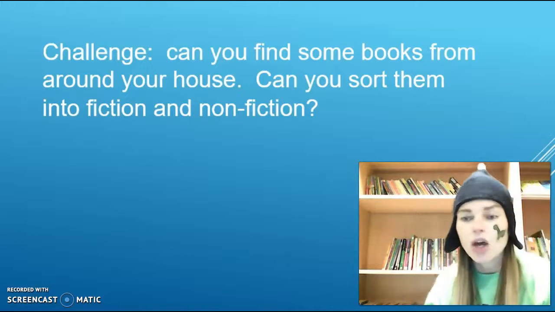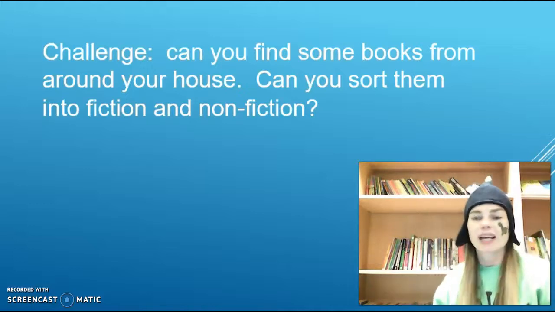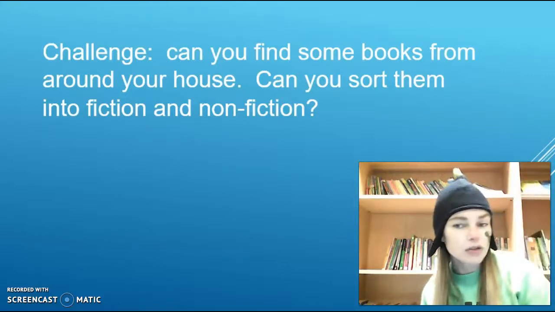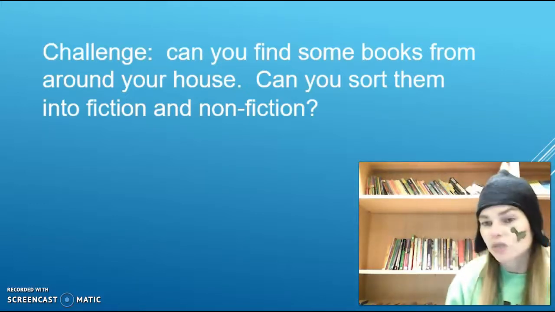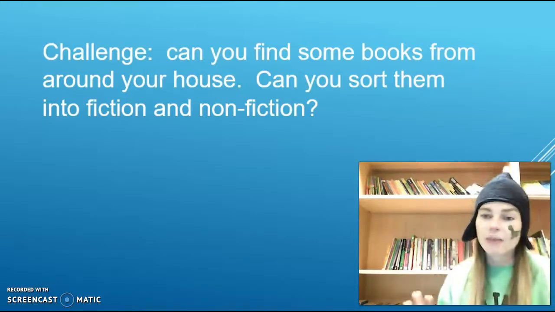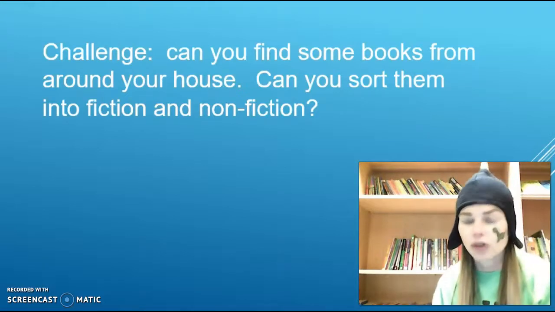So remember, you're looking to see if the book has a contents page, whether it has an index page, whether it has photographs, or whether it has headings, whether it's going to help you learn about something, or whether it is a make-believe book and therefore a fiction book, a story.